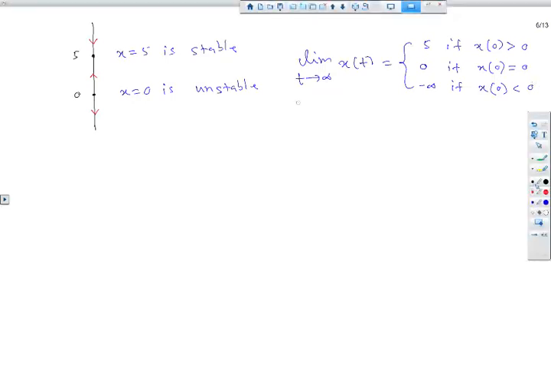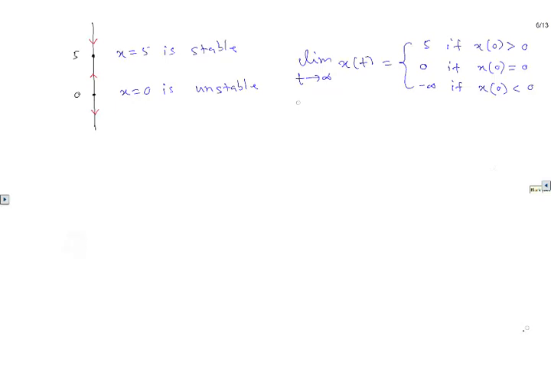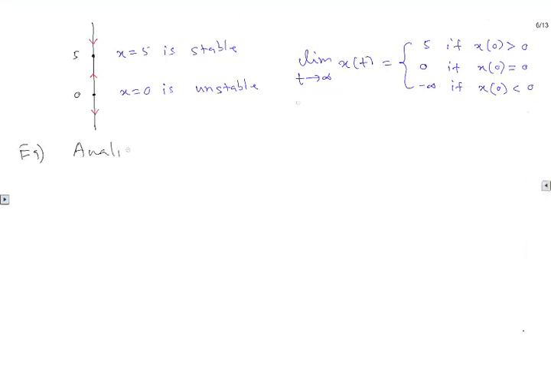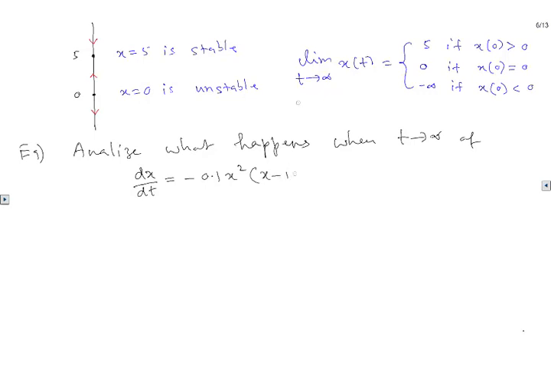Let's do one more example just to learn the idea. Analyze what happens when t goes to infinity of dx/dt = -0.1 x^2 (x - 1).